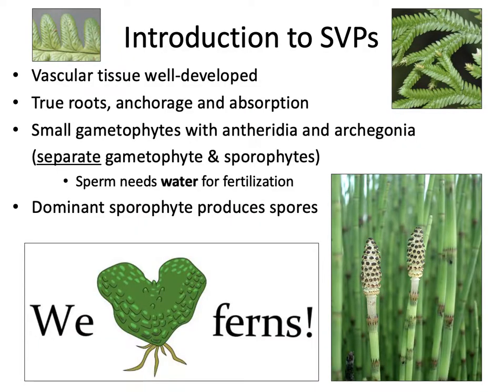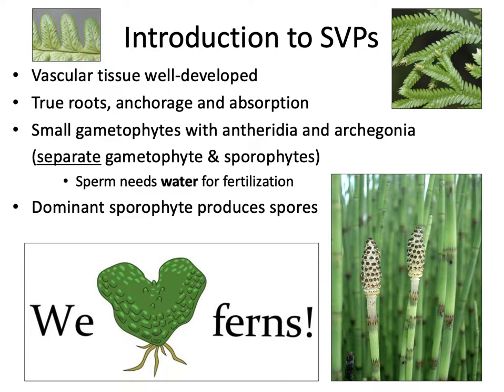The seedless vascular plants, as you can imagine, don't have seeds, but do have well-developed vascular tissue. This large group also has true roots, with which they can anchor themselves into the soil and absorb nutrients. The seedless vascular plants have small gametophytes with antheridia and archegonia.